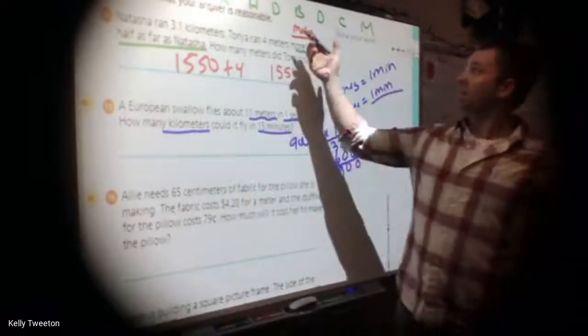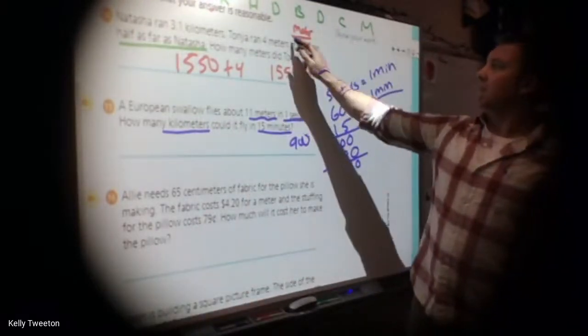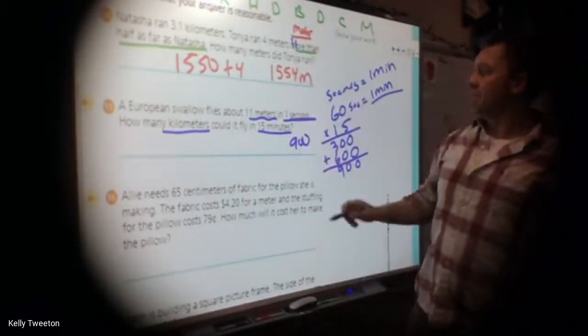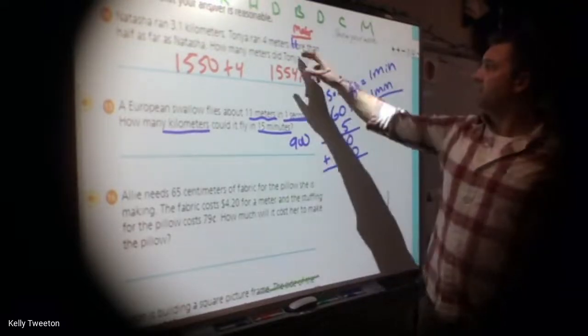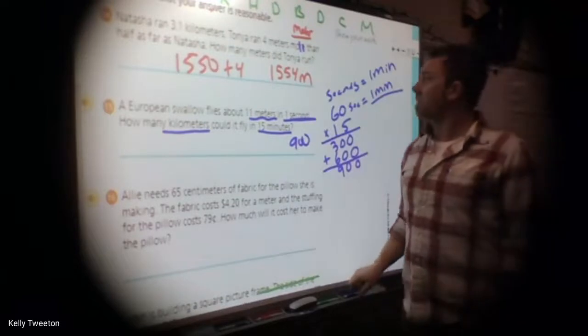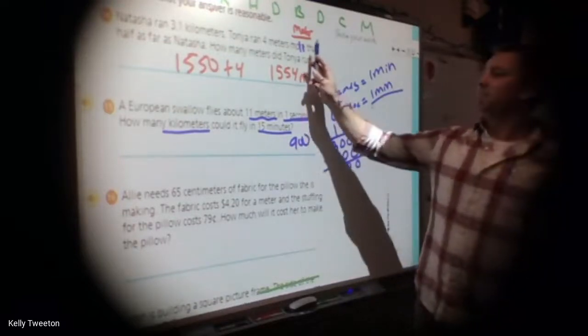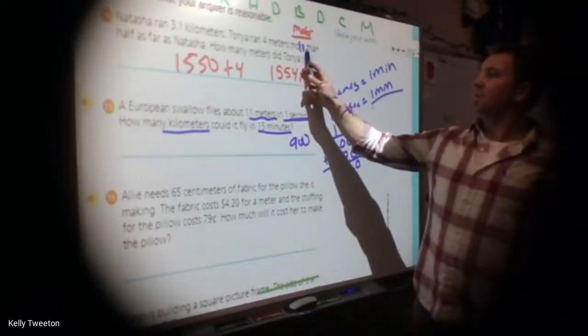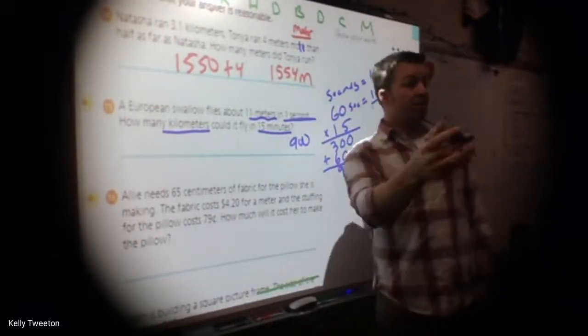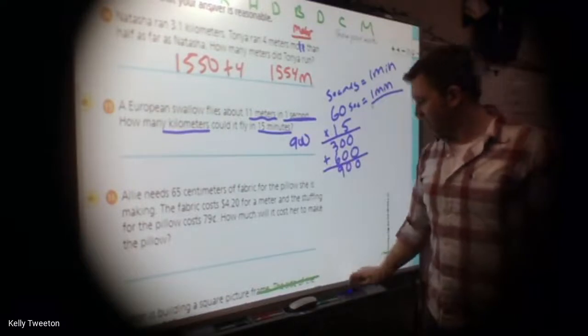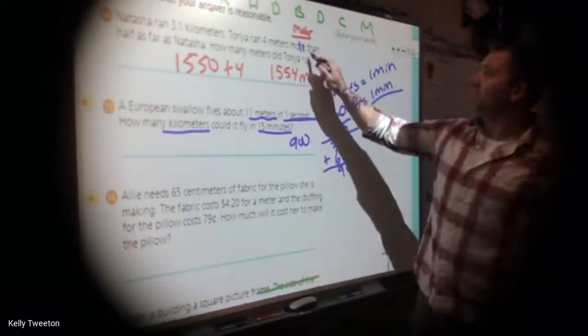So we can go back up to here. We have 11 in the meters right there. There's my 11. I know I have 11, but I need to go from meters to kilometers. So what should I do, Olivia? Let's move the decimal. Now, again, there is no decimal, so let's put it right there. Remember, the decimal is the end of the number.